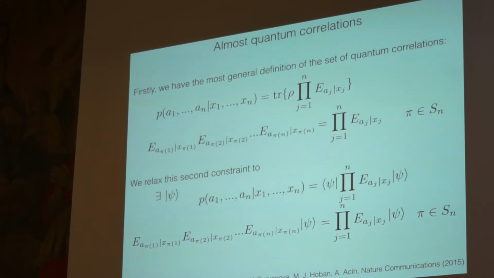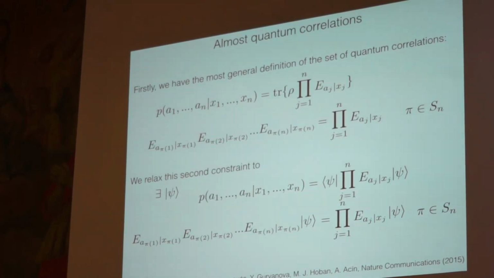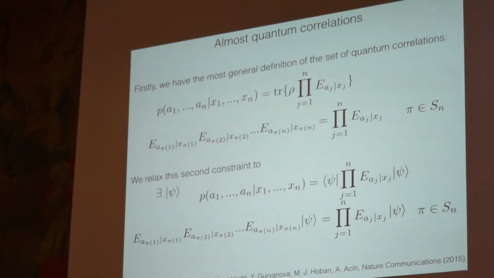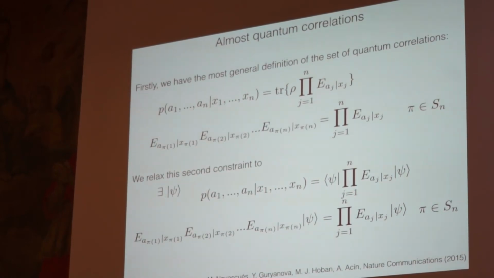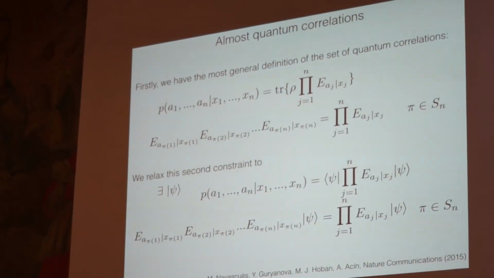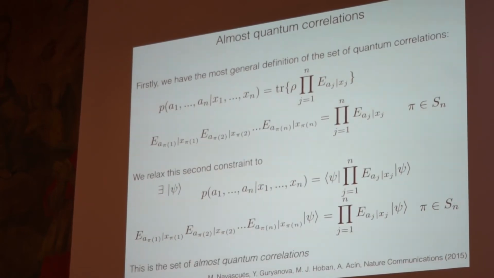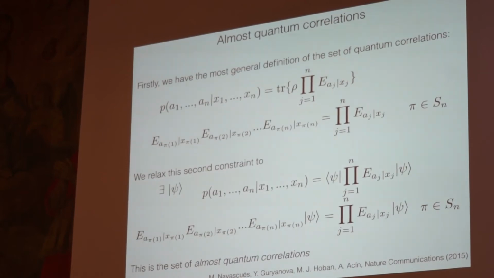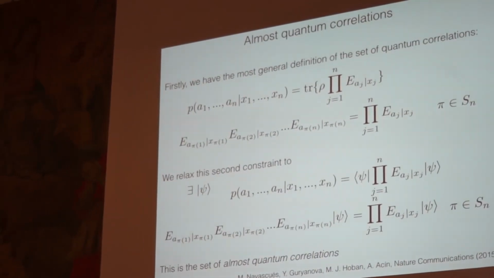And when I permute the operators that act on this quantum state, I get the same product of operators. So this is not the most general thing of just asking for some form of commutation. This is just saying for that particular state, I can replace this permutation of operators with another permutation of operators. Okay, and then the set of correlations derived from this is the set of almost quantum correlations that we proposed.